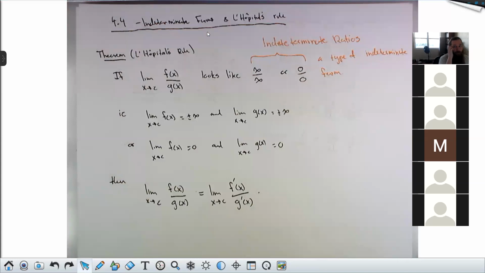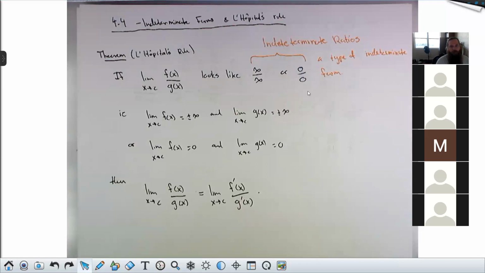So an indeterminate form is an expression whose value can't be discerned from the expression. Infinity over infinity could be 1, it could be 5, it could be negative 12, it could be 0. It totally depends on where the infinities are coming from. And 0 over 0, you've seen this a lot, right?